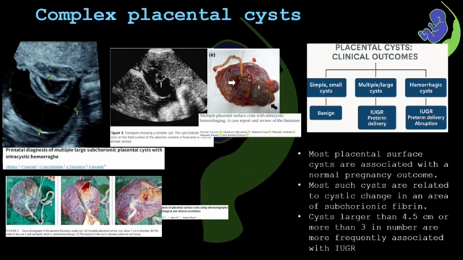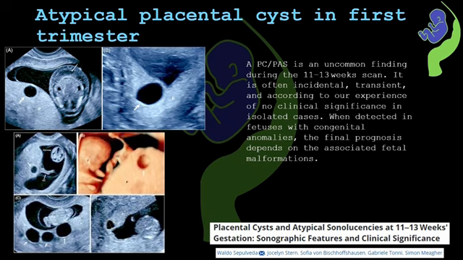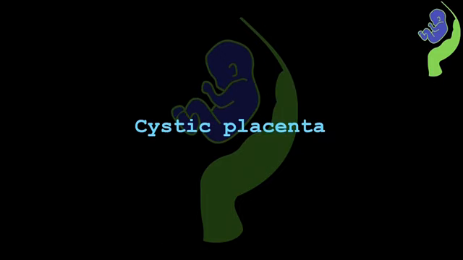Such atypical cysts in first trimester scan could be incidental and transient, and they are generally not associated with any clinical significance if it is isolated and the fetus is structurally normal. Now let's move on to the cystic placenta.